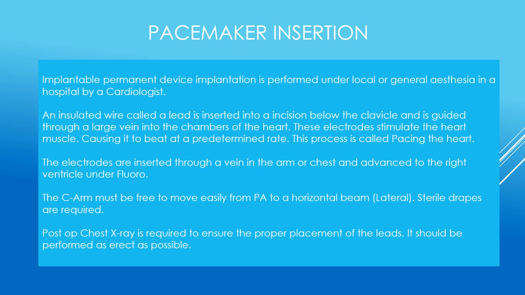The electrodes are inserted through a vein in the arm or chest and advanced to the right ventricle under fluoro. The C-arm must be free to move easily from PA to a horizontal beam, a lateral. Sterile drapes are required. A post-op chest x-ray is required to ensure proper placement of the leads. It should be performed as erect as possible.